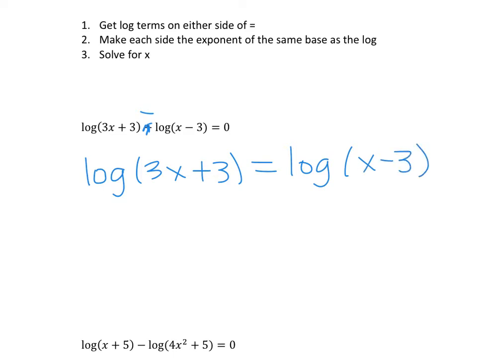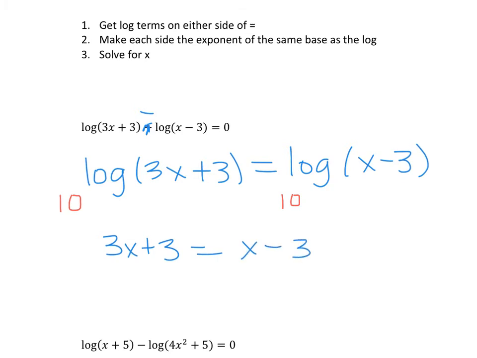Okay, now is where we're going to use that second step. We are going to make either side of the equal sign an exponent, and we are going to choose the base to match up with what the log is. It is a common log, so we're going to choose the base of 10. So I am just going to say we have 10 to the log base 10 of 3x plus 3 equals 10 to the log base 10 of x minus 3. So based on that property, the exponent is just undoing that logarithm, and we are going to be left with just 3x plus 3 equals x minus 3.